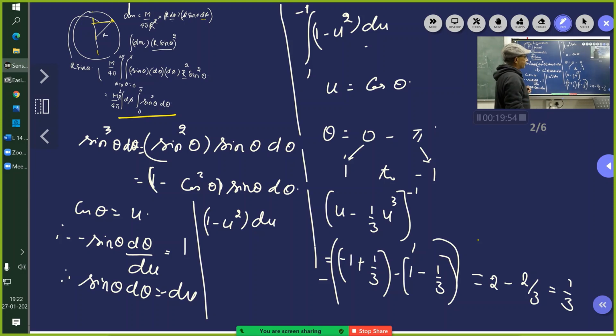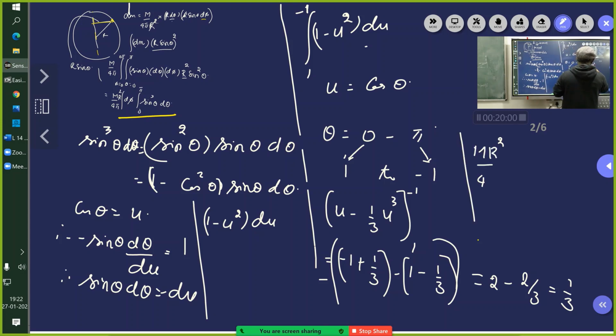And integration d phi will give 2 pi. So m r square by 4 pi, and 2 minus 2 by 3 is 4 by 3. Sorry, I am doing it in a hurry. So m r square by 4 pi integration d phi, and integration d phi is 2 pi, because this is a constant.